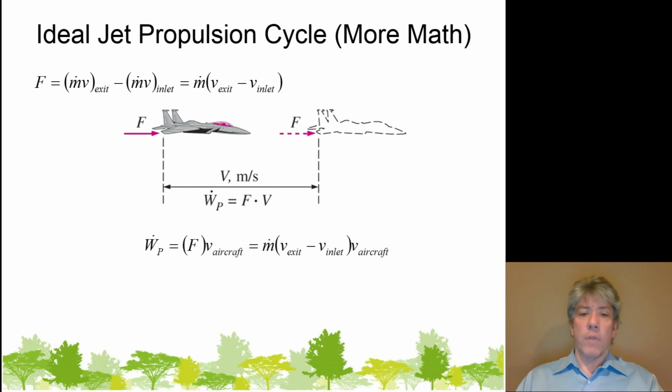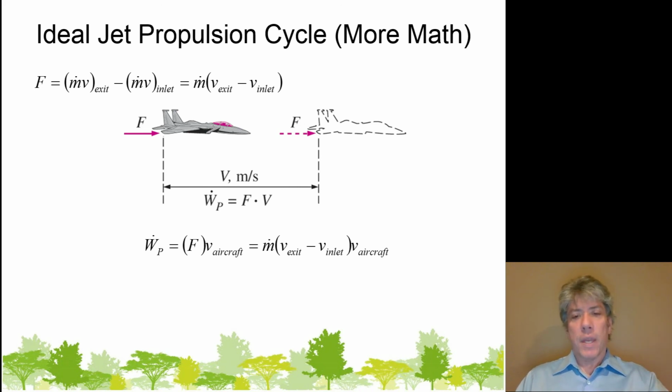Then finally, if we write the propulsive power by plugging in this thrust, you can see the equation there at the end. The propulsive power is the mass flow rate of the air through the engine multiplied by the velocity change of the air across the engine, and then multiplied by the velocity of the aircraft through the air.